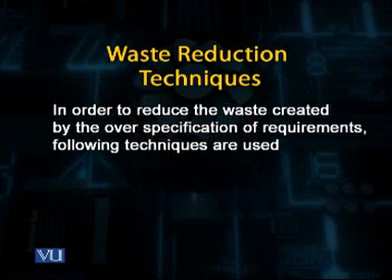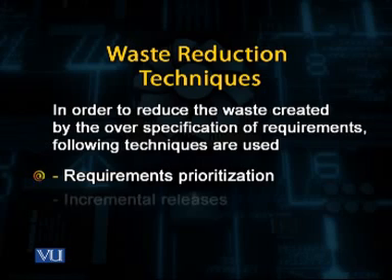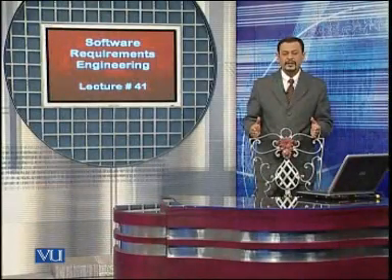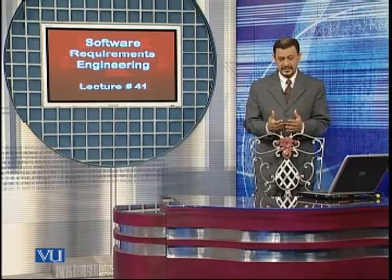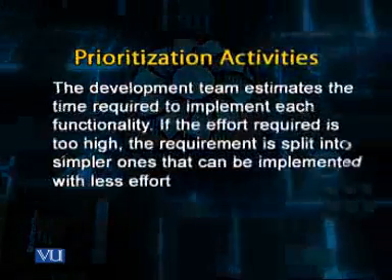In order to reduce waste created by the over-specification of requirements, the following two techniques can be used. Number one, requirements prioritization and incremental releases. We have talked about both of these things. Requirements prioritization is taking up or finalizing requirements for one increment and reducing the delivery schedule, and so having more incremental releases and implementing fewer requirements in each cycle.